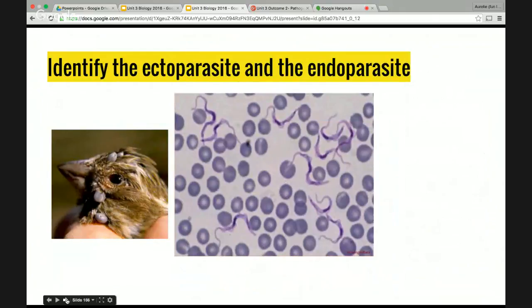Okay, these are examples of ectoparasites and endoparasites. The difference is that one's inside, one's on the outside. You can see here, it's on the outside, so it's an ectoparasite.